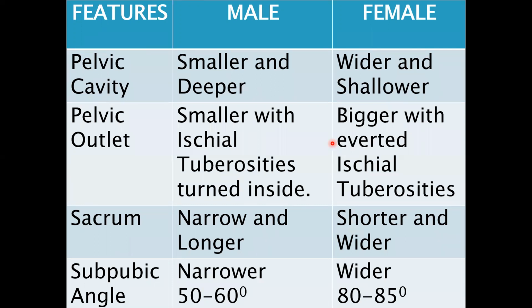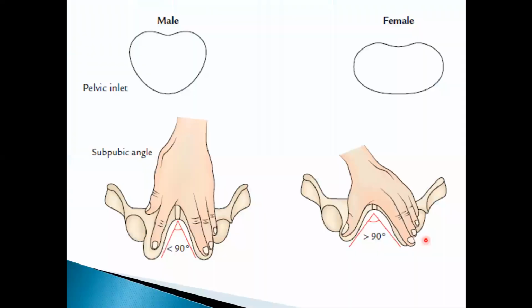The pelvic outlet is bigger with everted ischial tuberosities, means ischial tuberosities are more projected on the outer side, not on the inner side. Then sacrum is narrow and longer in males. It is shorter and wider in females. The subpubic angle is narrower, 50 to 60 degrees in males, and it is wider, 80 to 85 degrees in females.